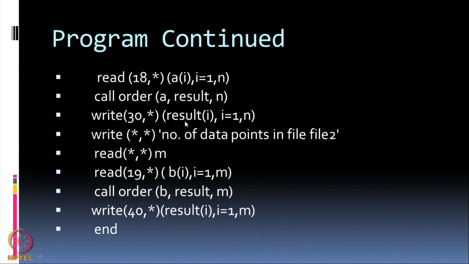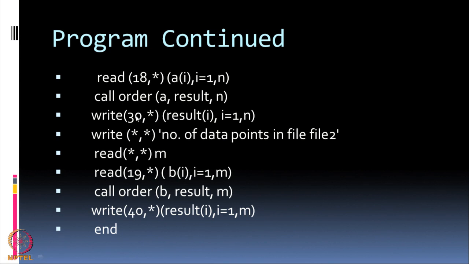Now, you see, write 30 comma star result, I going from 1 to n. Whatever array was there in A, now that is arranged in an ascending order and stored in a variable called result, and that is written now in file 30. So, that will write in file 30. Now, after this operation is over, you want to arrange data points in file 2.